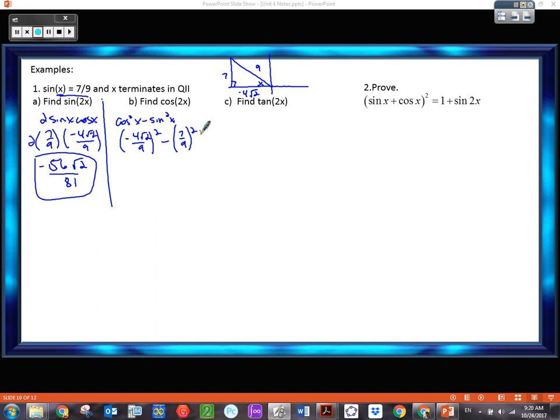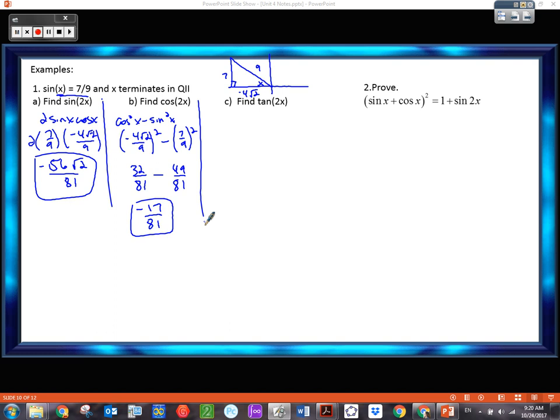So when we do that, we know that the square root of 2 squared is just 2, right? And negative 4 squared is 16. 16 times 2 is 32. And then I have 9 squared, which is 81, minus 7 squared, which is 49. So just one little bit more of arithmetic, and we get negative 17 over 81. And that's our second one. We okay with that?